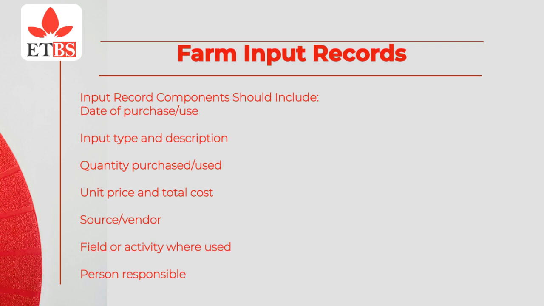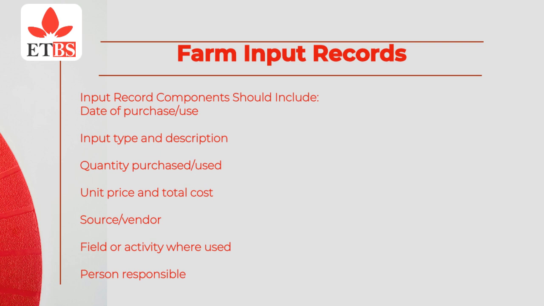3. Pesticides and chemicals: type, dosage, application method, pest targeted, safety info. 4. Labor, hired and family: hours per day worked, wages paid, tasks completed. 5. Irrigation and water use: volume used, frequency, water source, energy cost, if applicable. 6. Fuel and machinery use: liters consumed, service dates, equipment deployed, depreciation data. 7. Feed for livestock: type, quantity, nutritional value, supplier, cost. And 8. Veterinary supplies: drugs, vaccines, dewormers, dates of administration.